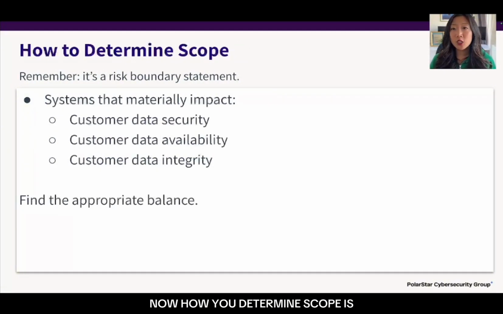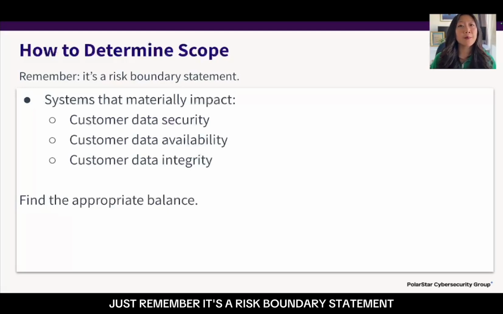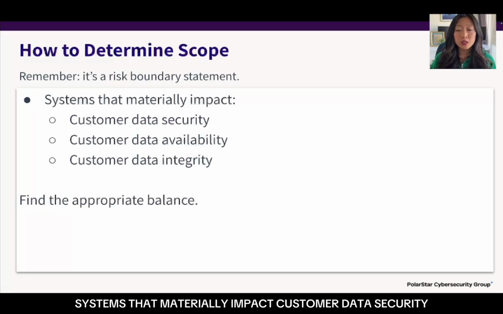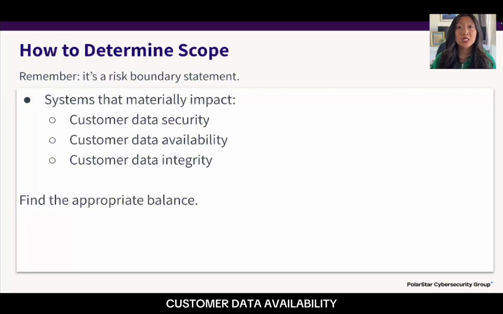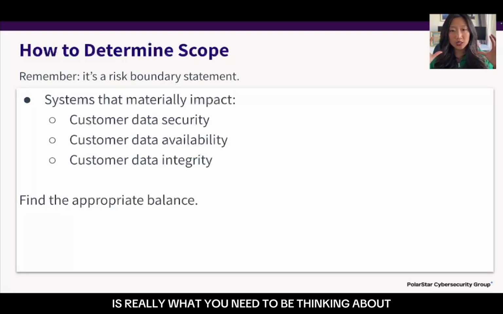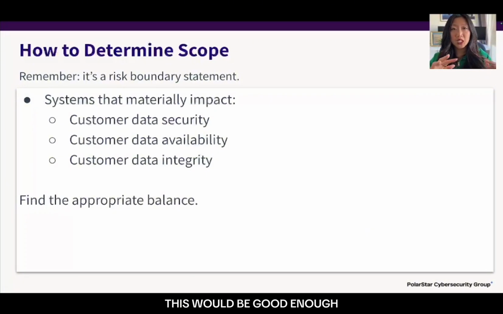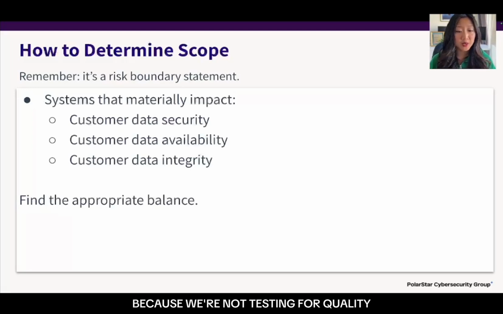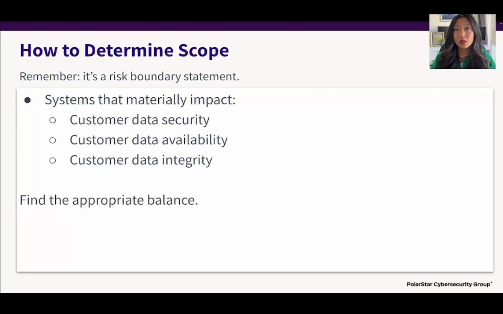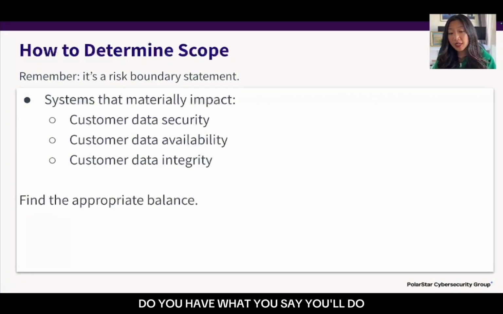Now, how you determine scope: just remember it's a risk boundary statement. So systems that materially impact customer data security, customer data availability, and customer data integrity is really what you need to be thinking about. And just find the appropriate balance. Now, if you have differing ideas, my recommendation is to say, this would be ideal, this would be good enough, this would be easy, and just figure out what that scope is, because we're not testing for quality. We're simply testing, do you have what you say you'll do? And something to keep in mind is, what are your prospects looking for?